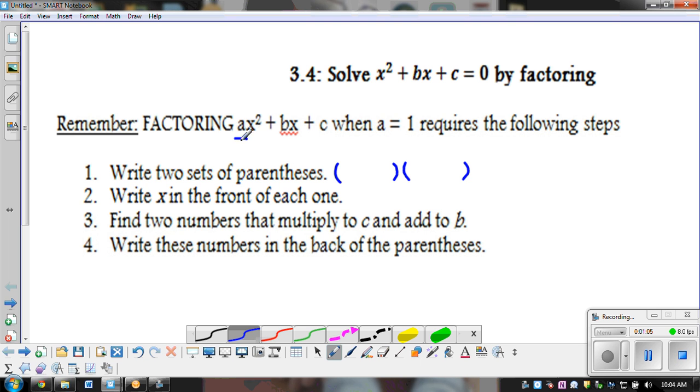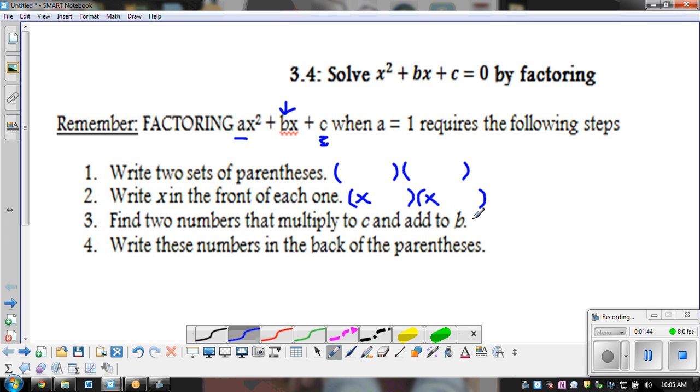So what multiplies by itself to give you x squared? Well, that's x. So in the front of each set of parentheses, you write an x. That takes care of the x squared term. So now the other 2 terms, the end of the parentheses, are going to be filled in by 2 numbers that multiply to c, the last term, and add to b, the middle term. And sometimes this just takes some trial and error. You may be able to see the numbers right offhand, and it might take some trial and error of working different numbers out.